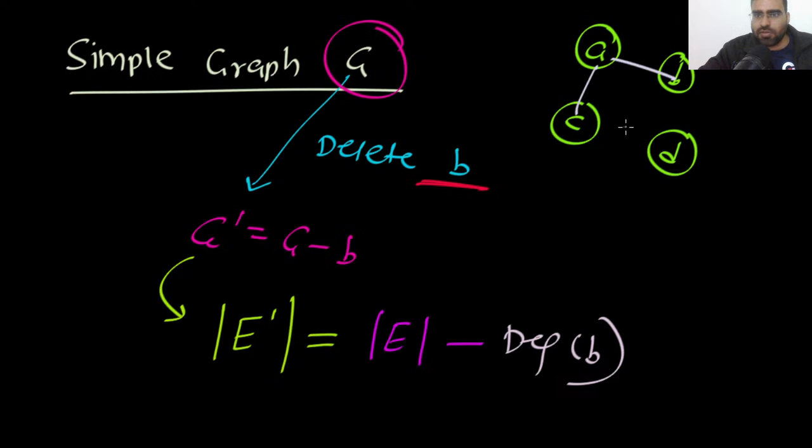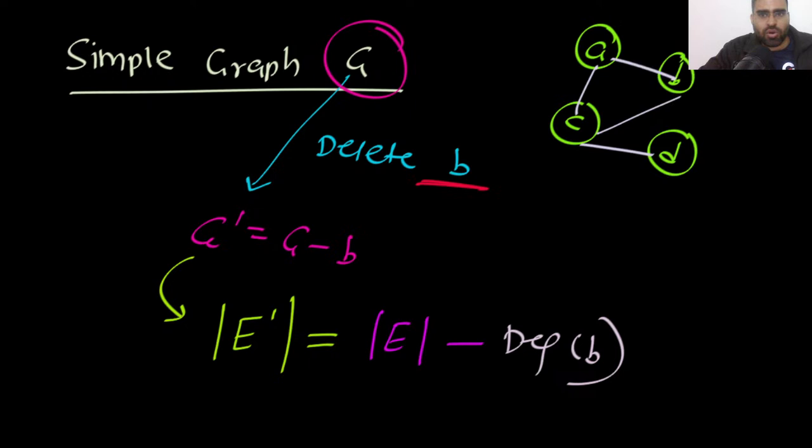Let me give you this graph. If you delete this vertex C, how many edges are gone? Three edges are gone, right? Yes or no? Three edges gone, correct? If I delete B, two edges gone. If I delete A, two edges gone.